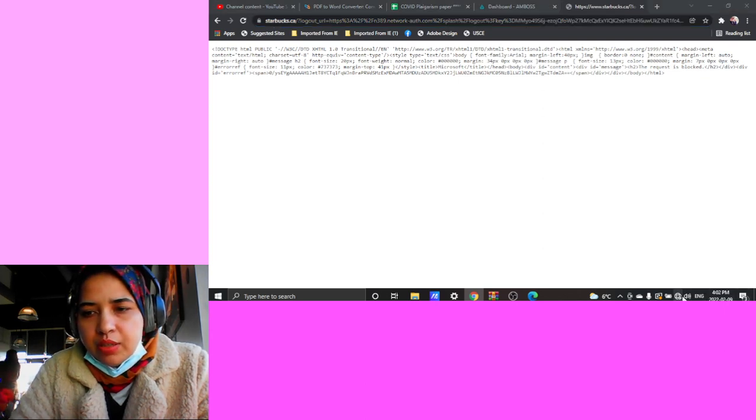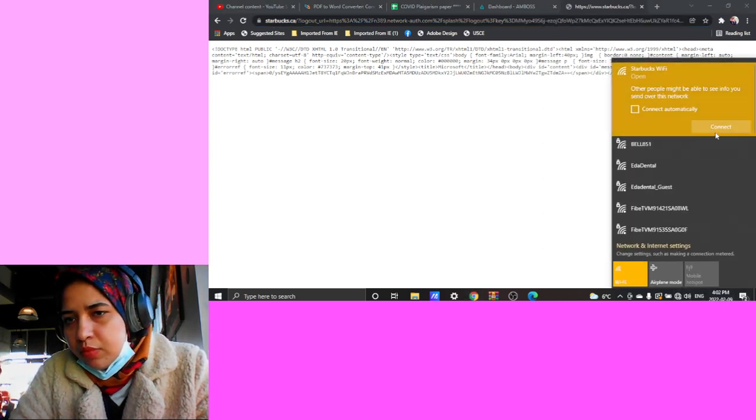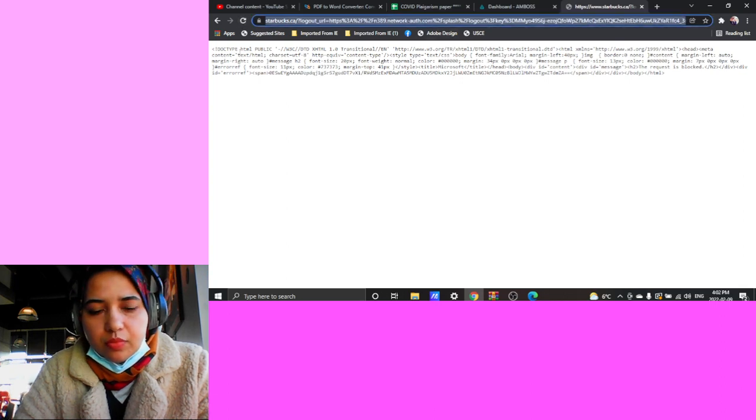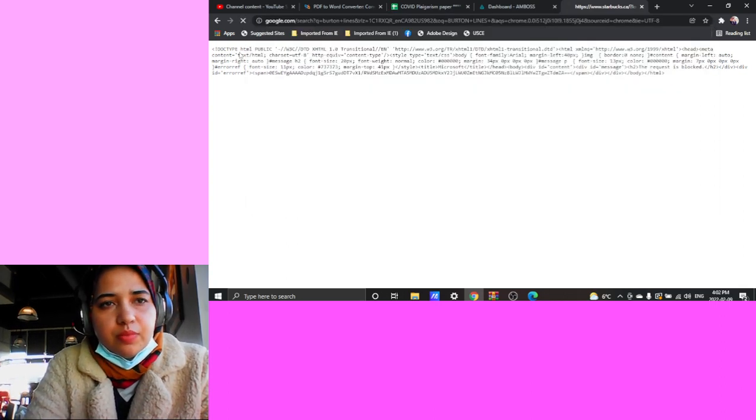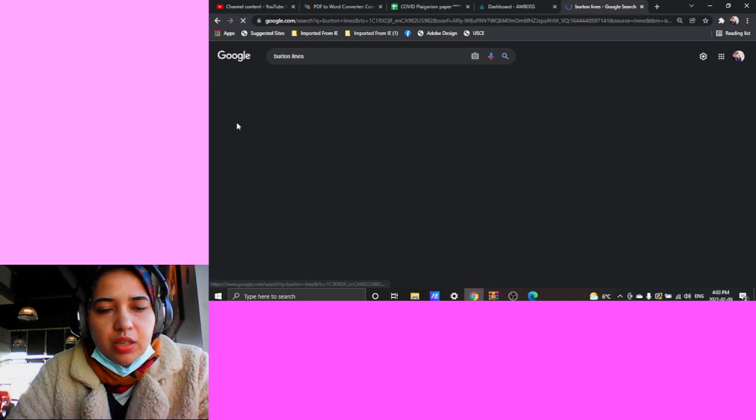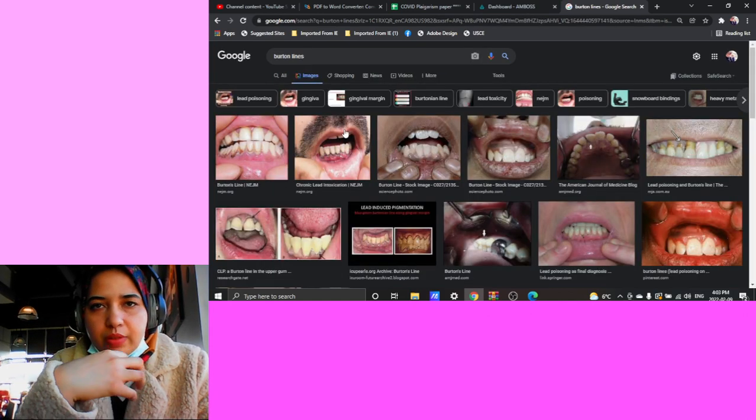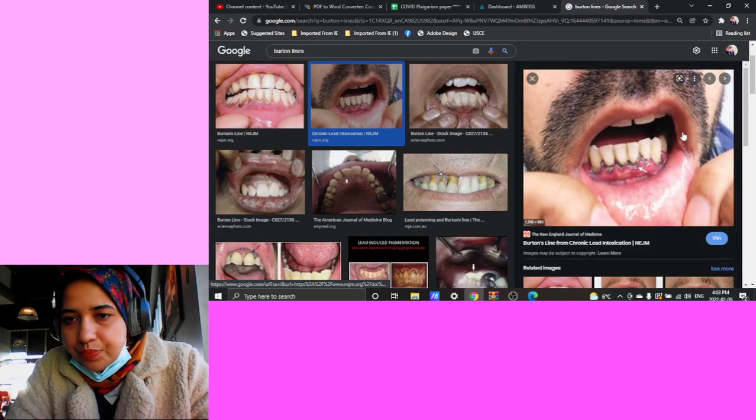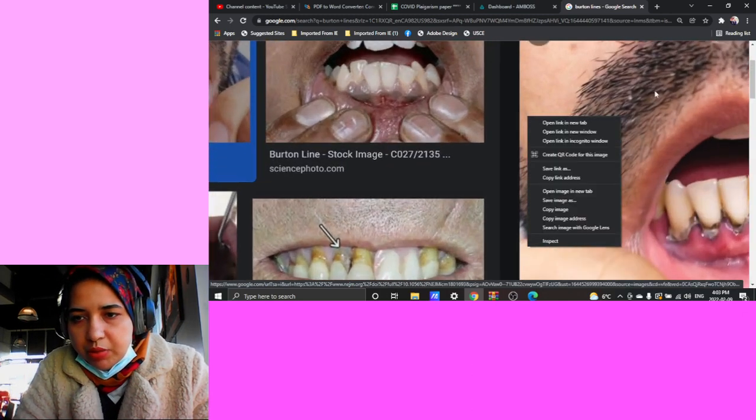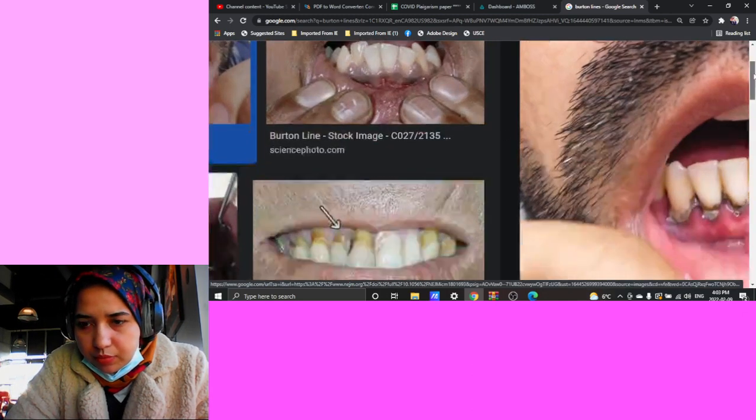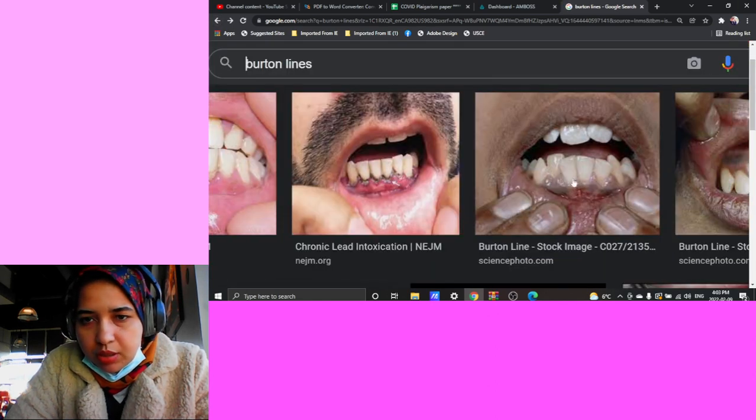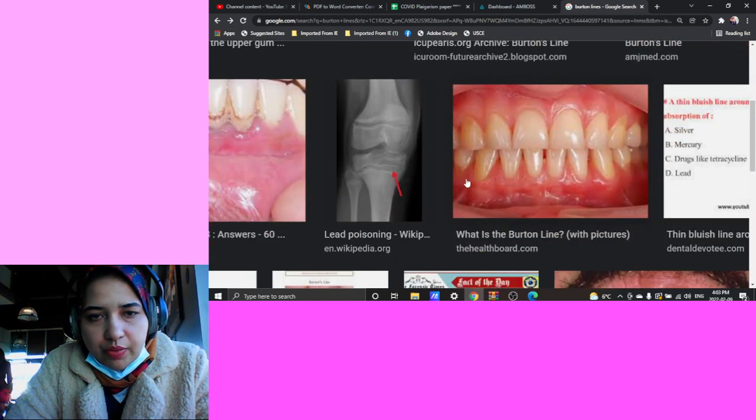Burton's line. Okay. So you're going to have this lead. It's going to precipitate along the gingiva, your gums. So it looks like that. Let me just zoom in. Perfect. Okay, we can see that clearly here. So you have your gingiva here.